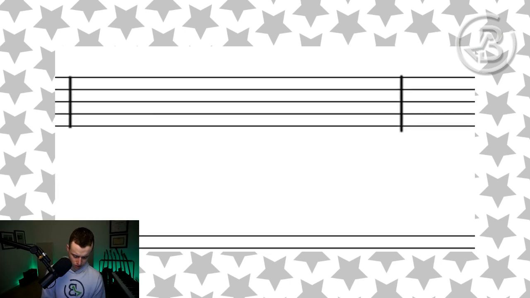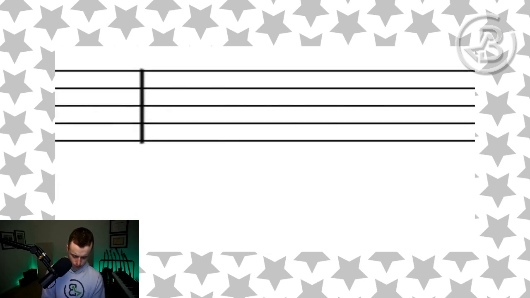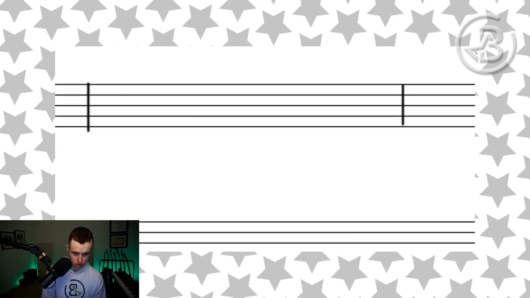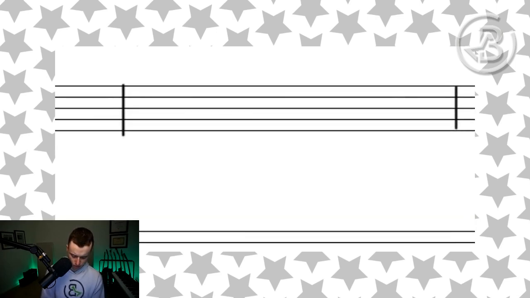And the next measure, you know what? We're going to do the opposite. We're going to start with a quarter note. That's going to be beat 1. There you go. We add the stem. And then we're going to add a half note for beats 2 and 3. There you go. In the next measure, we are going to add 3 quarter notes.